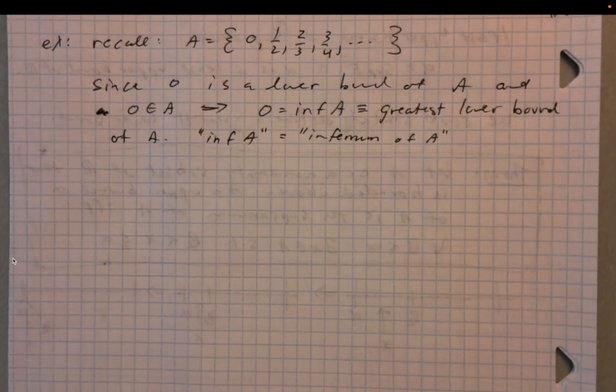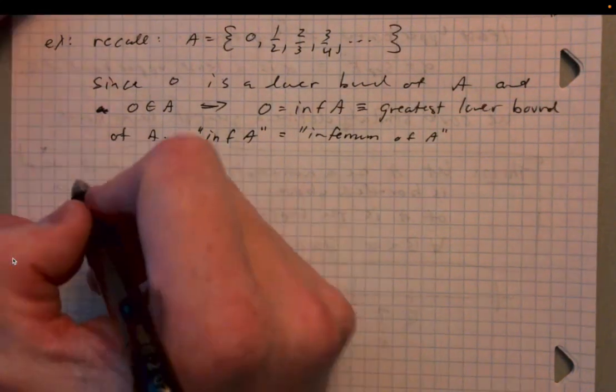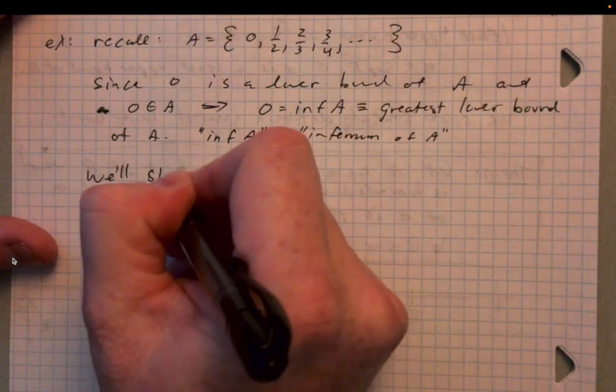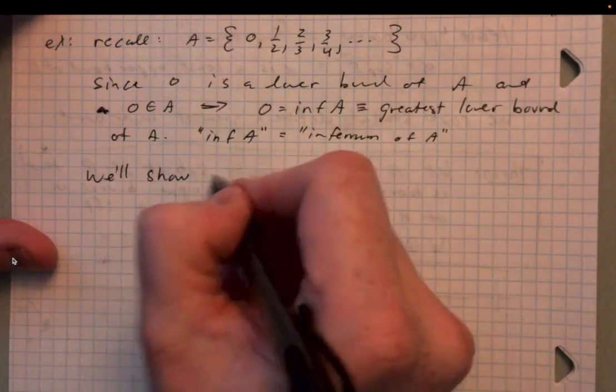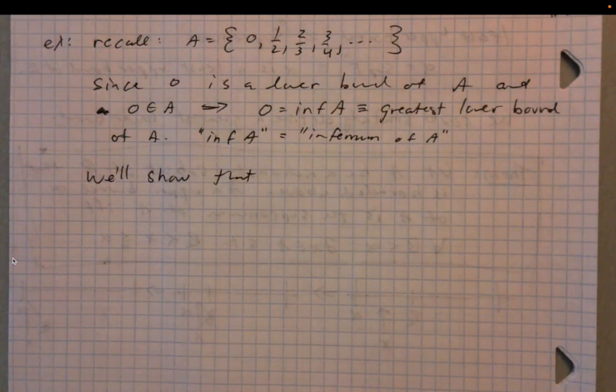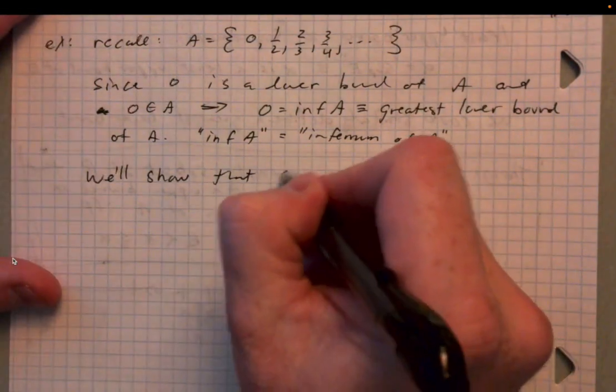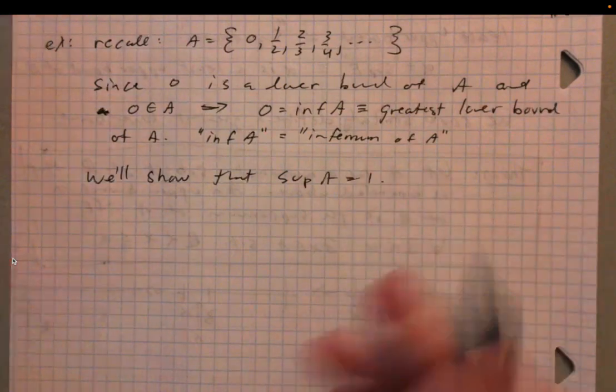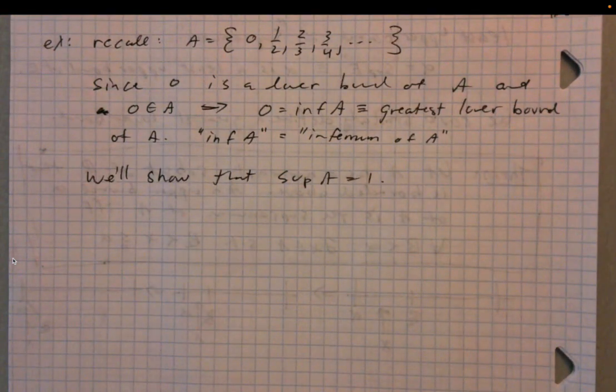Now, what about the least upper bound here? Well, we'll show what you maybe all suspect, having gone through some calculus, knowing a little bit about sequences like this. We'll show that the supremum here is 1. Okay, the supremum here is equal to 1.